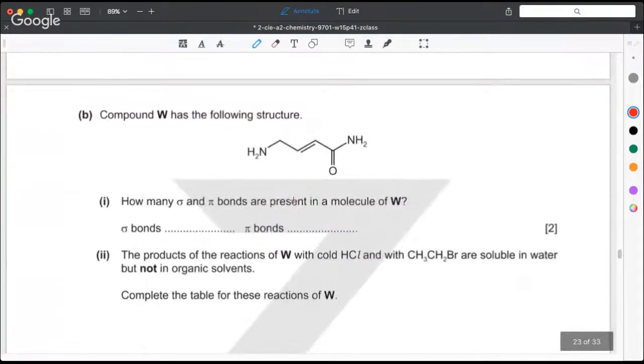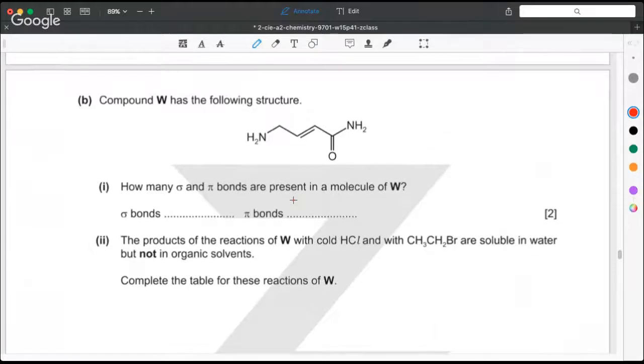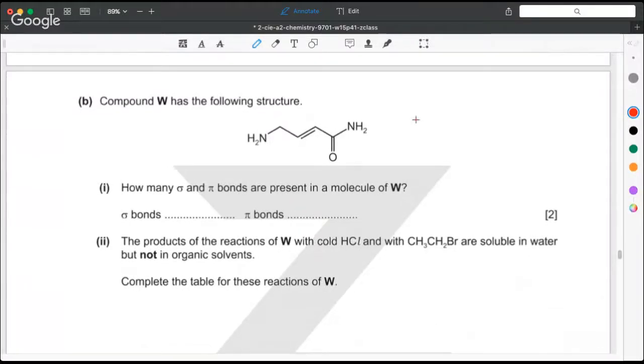Okay, moving on. Okay, this one. All right, we've got a little structure there. Again, they're testing your ability to see skeletal structures, all right? So it's much nicer if they've written out in a displayed formula. You can see all the bonds, but here you've got to work out a skeletal. And while we're looking at it, well, it's got some functional groups on it there, hasn't it? That one is an amine. That one there is an alkene. And that functional group there is an amide. All right, so we're probably going to get asked about those functional groups a bit later on.